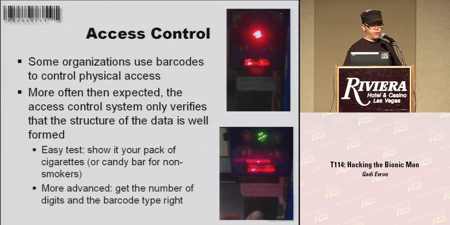Another thing that people use barcodes for is access control. More often than you would expect, the access control system only verifies that the structure of the data is nice, which means that it can read a barcode. It will not look at the content at all. It's a really easy test. When you have an access system that uses barcodes, just take your pack of cigarettes or whatever you currently have on you with a UPC and scan it and see if the door opens. Don't be too surprised if it does, because that's a really regular case. Other than that, you can just get the right number of digits on your barcode and scan it, and it will open the door. That frequently works.